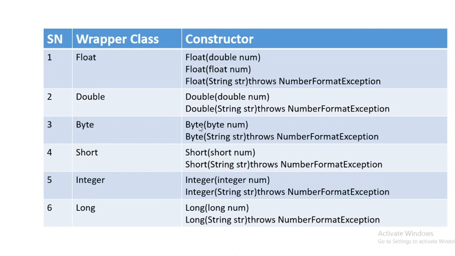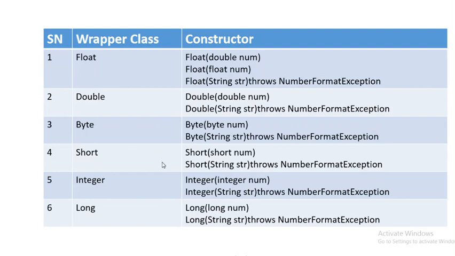Next is Byte. Byte also has two constructors. First, we can create an object of the Byte class by using any byte number as an argument, or with the second constructor, we can create an object of the Byte class by using any string argument also. Again here, throws NumberFormatException. That means if the given string is not able to convert into byte, then it will generate NumberFormatException.